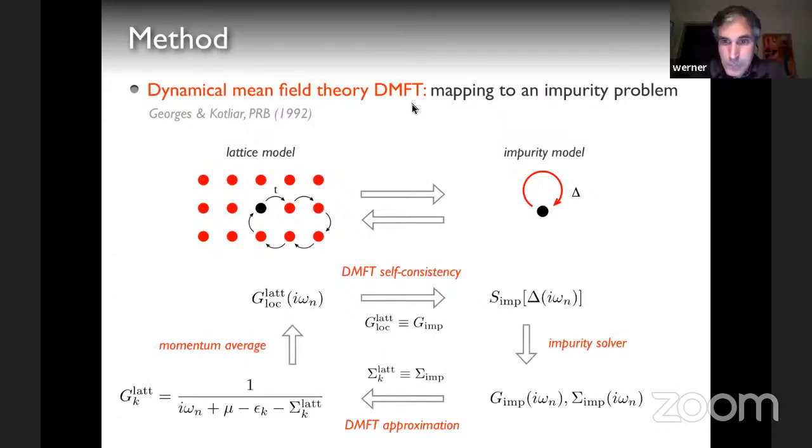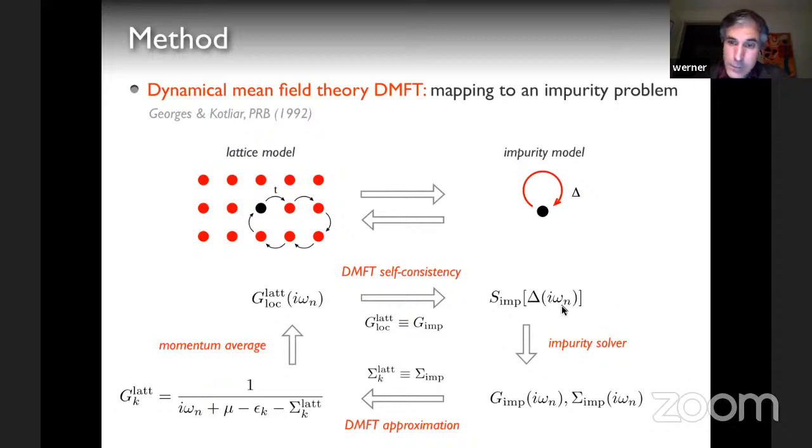The self-consistency loop for the theory is described here. We start from some initial guess for the hybridization function, then we solve the impurity model that gives us the Green's function and the self-energy of the impurity problem. And then we make this essential approximation that we assume that the self-energy of the lattice system is local and can be approximated by this impurity self-energy. And with this, we can then calculate the lattice Green's function and the local lattice Green's function. And then we can impose the self-consistency condition, which demands that the local lattice Green's function is the same as the impurity Green's function. And with this, we can obtain a new hybridization function and then iterate this loop until convergence is reached.